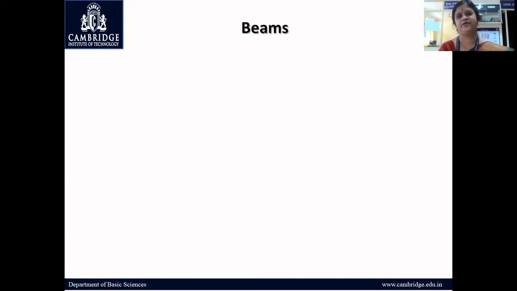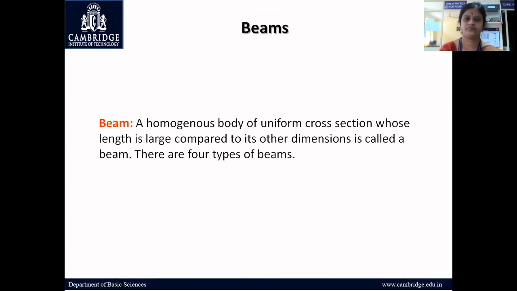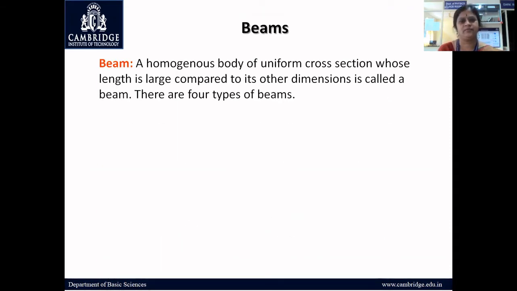Hello students. Today let us study about the beams. What is a beam? A beam is a homogeneous body of uniform cross section whose length is large compared to its other dimensions.